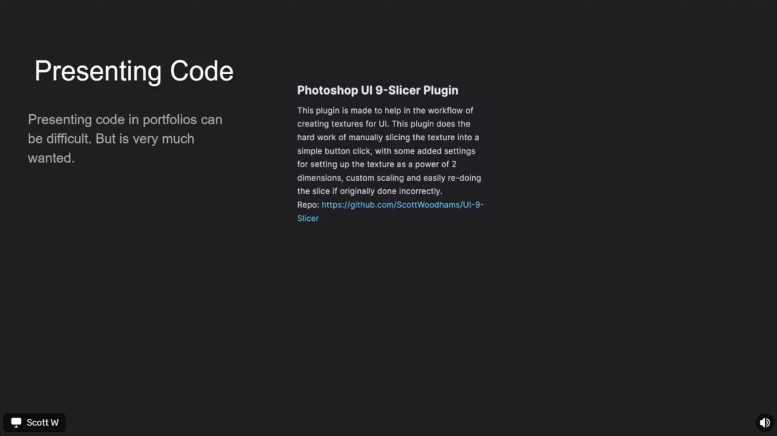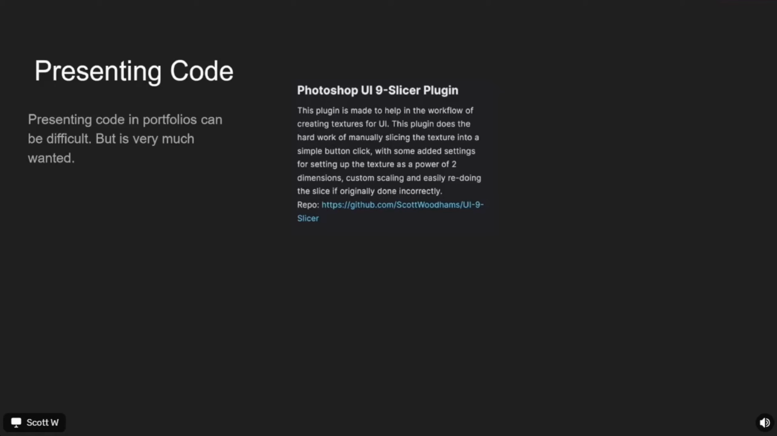It links to my GitHub repo, which has all the code inside, as well as a document which explains what's going on. But it's very much wanted. A lot of people, especially juniors, don't show their code. They could be scared about doing it, but you really need to show it as a technical artist, because technical art does have a lot of coding, a lot of technical necessity for you to know.